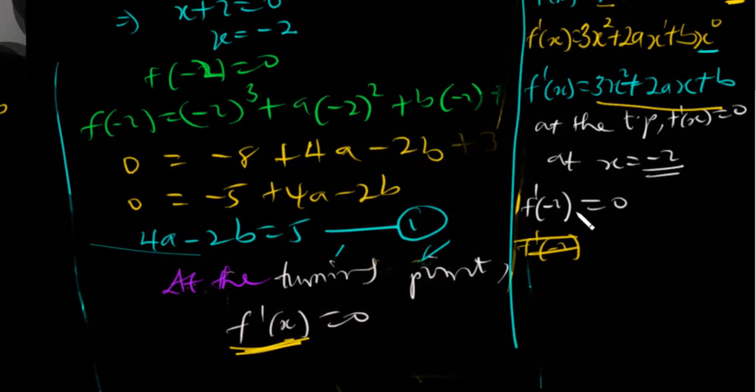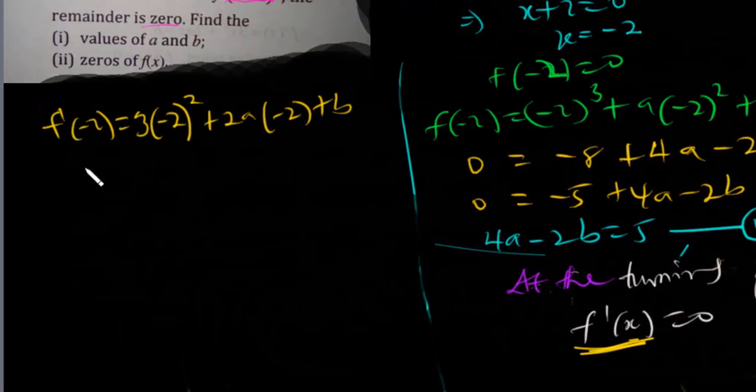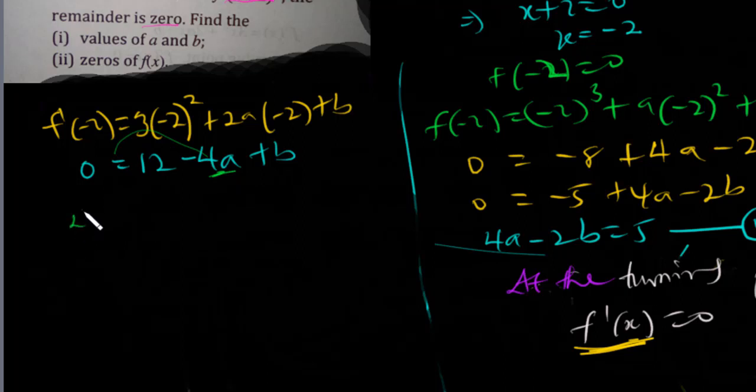But f prime of -2 is 0, so the whole of this is 0. (-2) to the power 2 is 4. 4 times 3 is 12. 2 times -2, we have -4a. Then we have plus b. Alright, so let me write this well. I'll send the 4a and b to the other side of the equal sign. So that will be 4a, and I'll send this also there, that will be -b, and we have 12 on the right side. So this is equation 2.